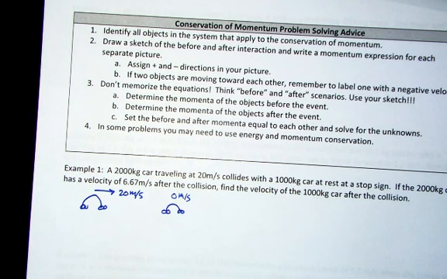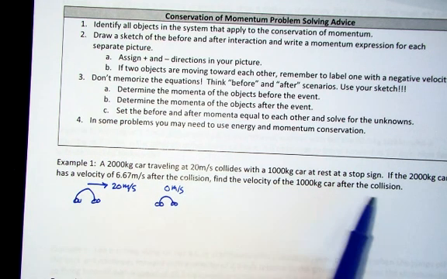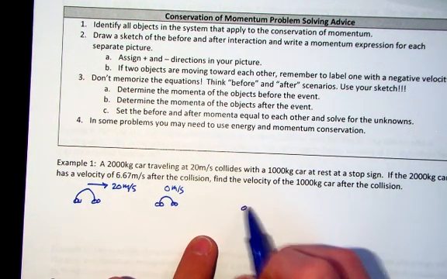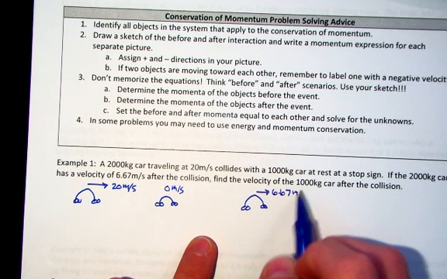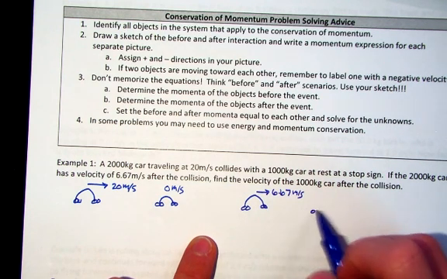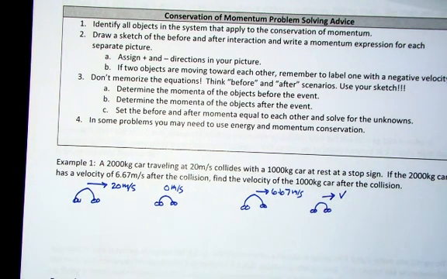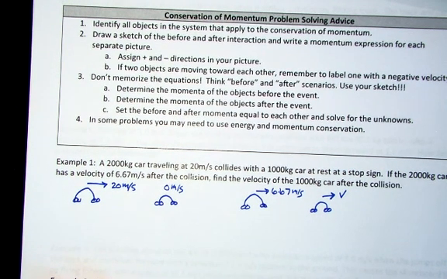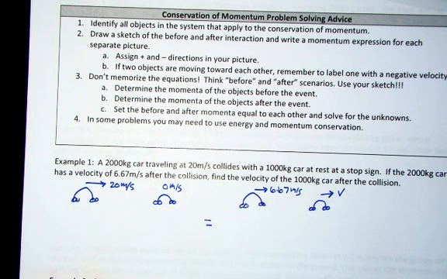Then there is a collision, and it wants us to find the velocity of the smaller car after the collision. So this collision occurs, and the big car still has speed. It is now going 6.67 meters per second, and then the little car now has speed, but I don't know what it is. How many pictures do we have? We have 4. This is the before, and the before equals the after, and we're going to write a momentum equation for each vehicle.